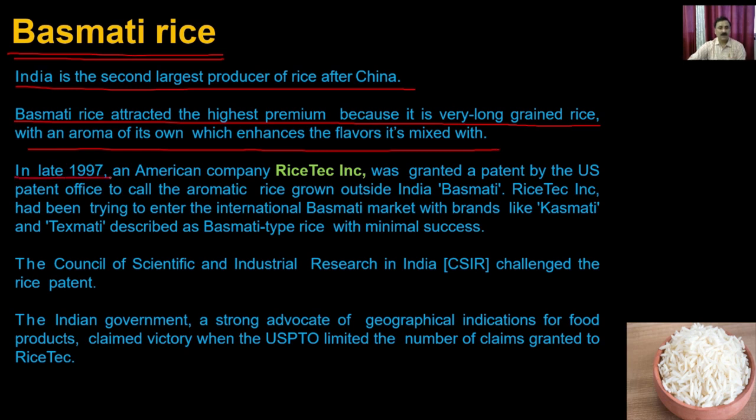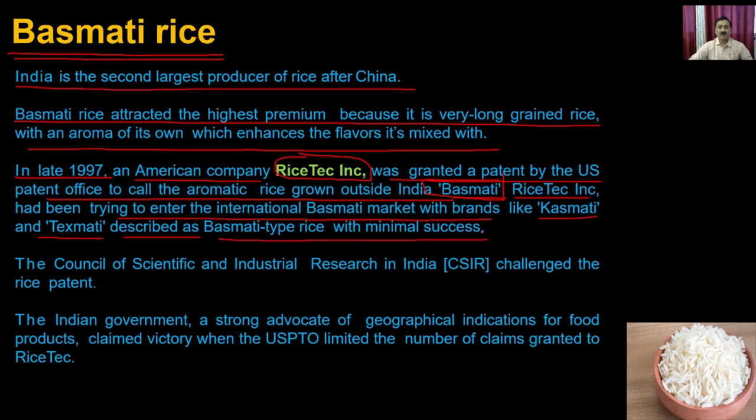So what happened in 1987? An American company, RiceTec Incorporation, was granted a patent by the US Patent Office to call the aromatic rice grown outside India basmati. So they used the name basmati and tried to patent this particular name so that other people could not use it. RiceTec had been trying to enter the international basmati markets with brands like Kasmati and Texmati, described as basmati-type rice, with minimal success.